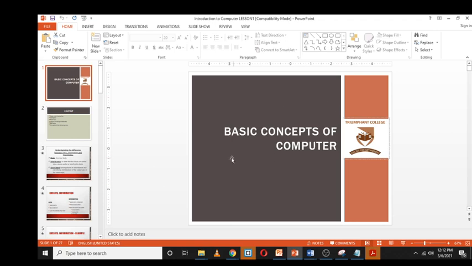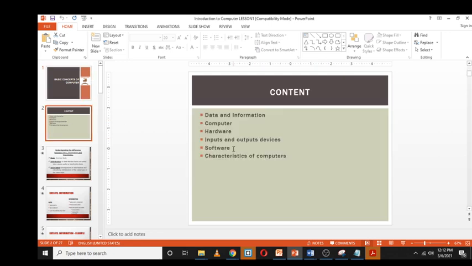In this lesson, we are going to talk about basic concepts of computer. Now, let's have a look at what the content will include.